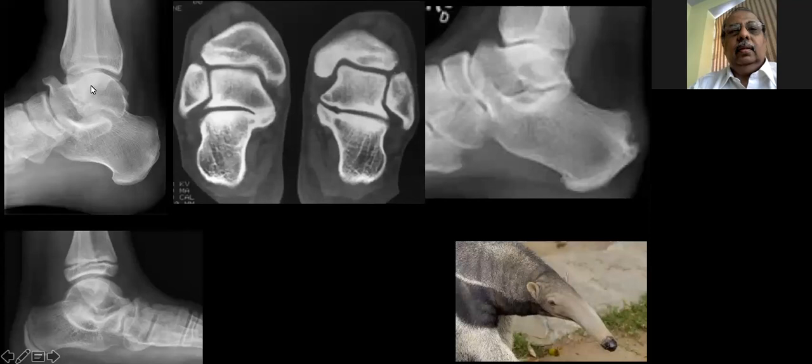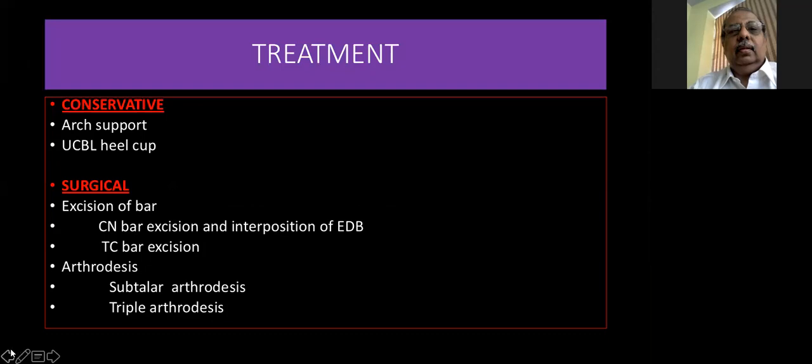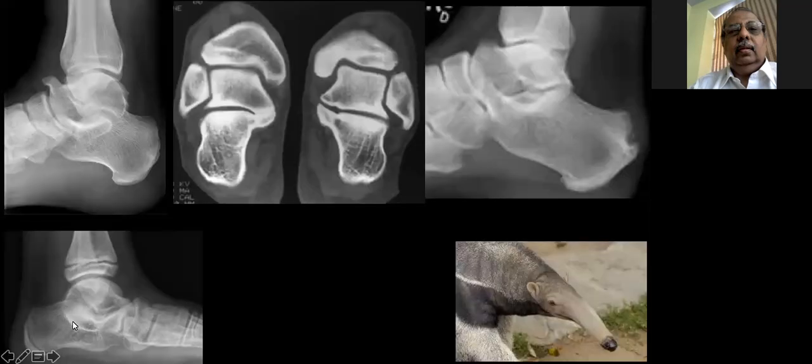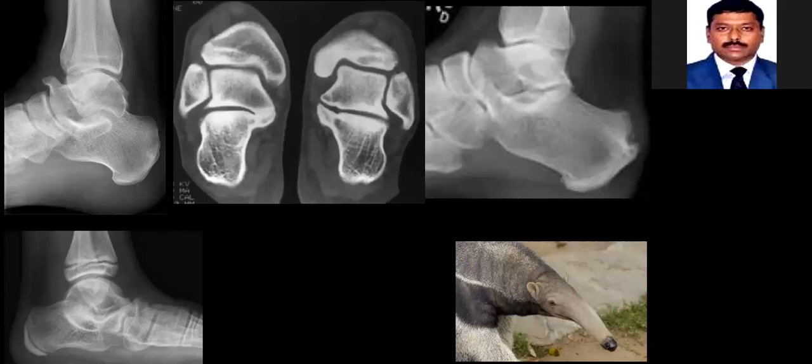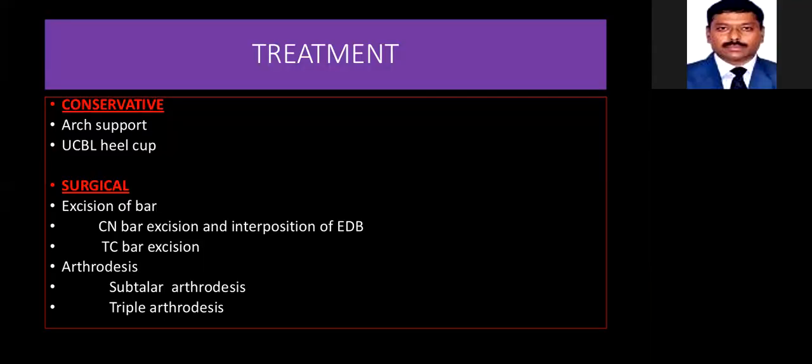So talar beaking, anteater nose sign, and the triple C sign are the three radiological signs. See, you can see the C sign, not triple C, C sign. This is due to overlap. These are the three important radiological signs.